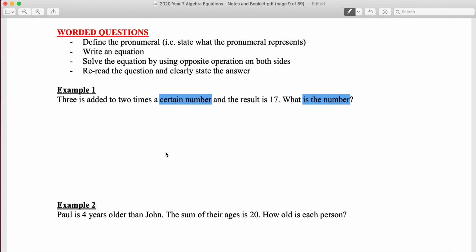Okay, girls, so let's do example 2. Example 2 says, Paul is 4 years older than John. The sum of their ages is 20. How old is each person?